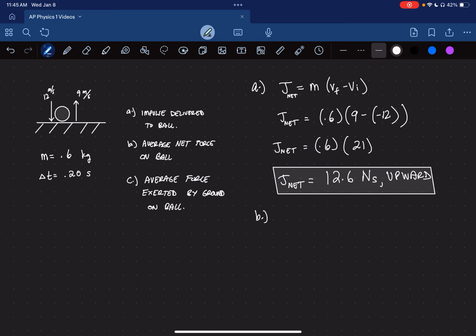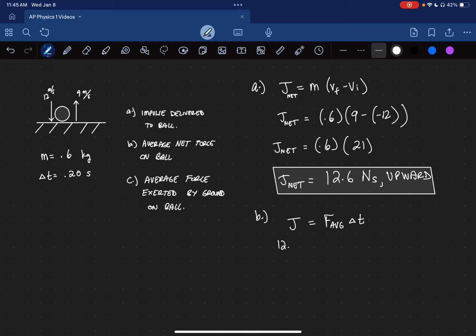Let's do part B. What is the average net force on the ball? Okay, so I'm going to use the other equation. J equals F average times delta t. Now, we want to know what is the net force on the ball. Because this is the net impulse, our answer from this will also be a net force, although again, it's an average net force. So we just have to solve this equation.